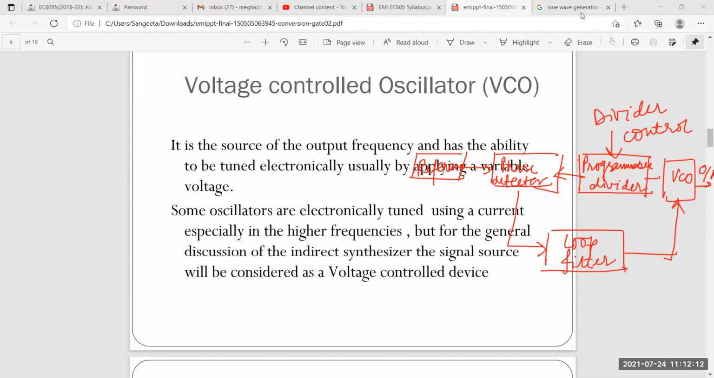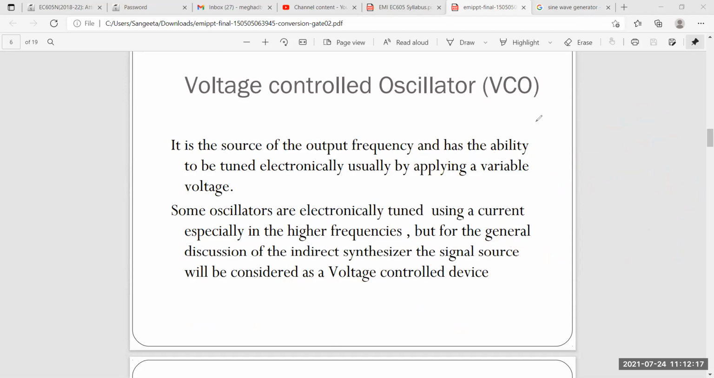Now VCO, I have told you what it is. It is the voltage controlled oscillator, right? Indirect frequency synthesis is mainly based around the phase lock loop, PLL, which I told you. Here the output signal is generated indirectly. In other words, the final signal generated by an oscillator is controlled by another signal.